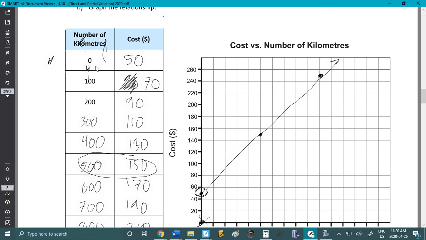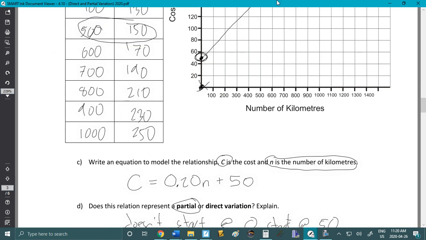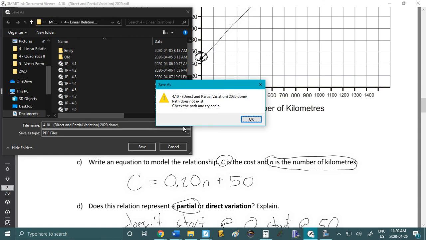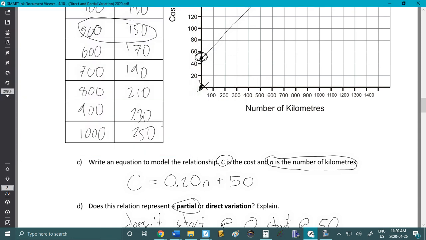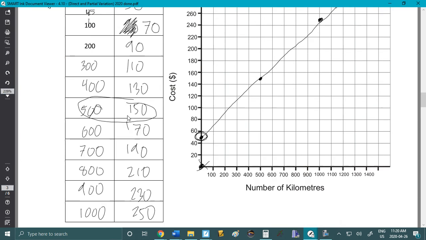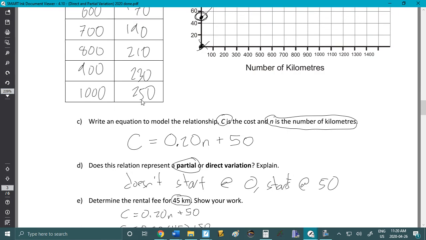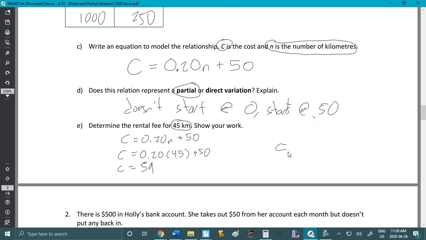So 45 is not right in the middle, but it's pretty close. So between 50 and 70. And if we look, uh-oh, I'm afraid I'm going to crash here. So let me just save this. Okay, so I'm just being careful. So 45 is between 0 and 100, so our cost should be between 50 and 70. We got $59, and that's correct. All right, next one.